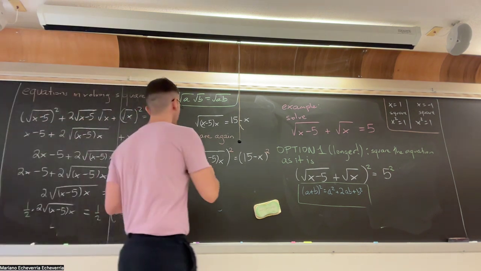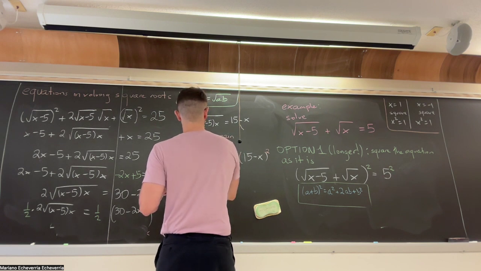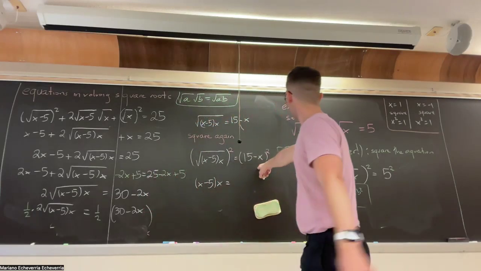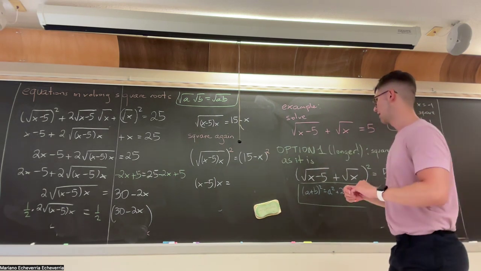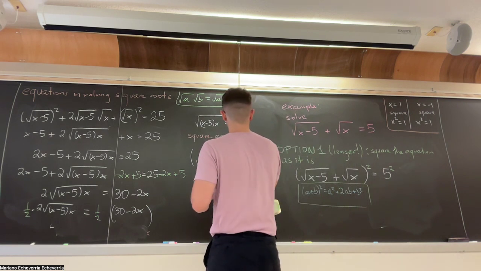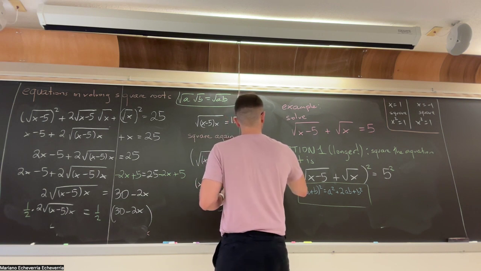Okay, and then this one. When you square this side, the square root goes away, so you get x minus 5 times x. And for this one, you have to use the identity of a minus b squared. I have used it before, but I'll write it here again: a minus b squared is a squared minus 2ab plus b squared.